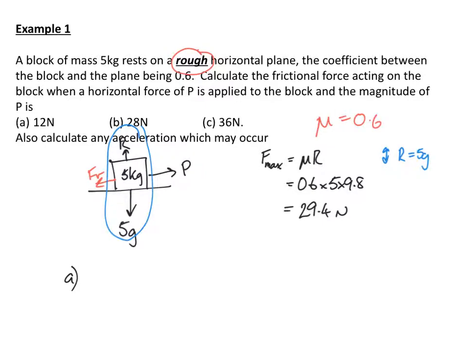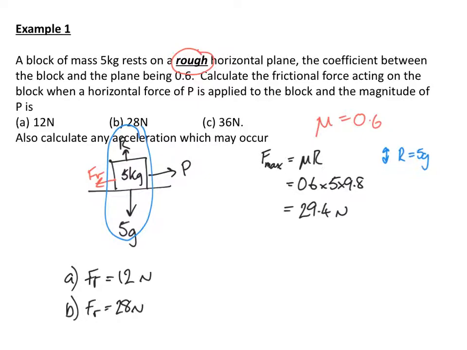So in this case, our frictional force is just going to match P. It's going to be 12 newtons. And likewise for part B, if P is 28 newtons, it still will not override the maximum value of friction. It will not get past 29.4, and so friction will just go up to, but not surpass, this force, so it's going to be 28 newtons.